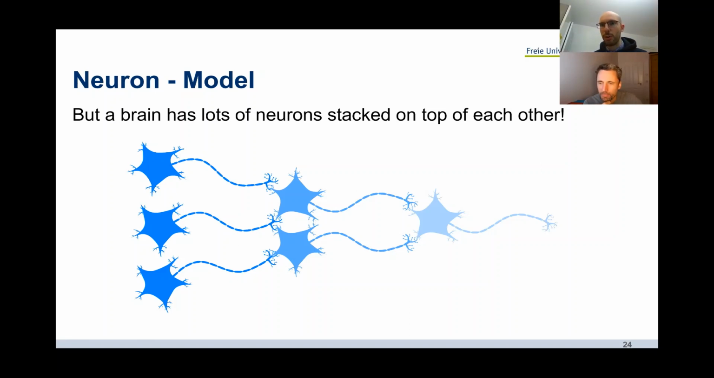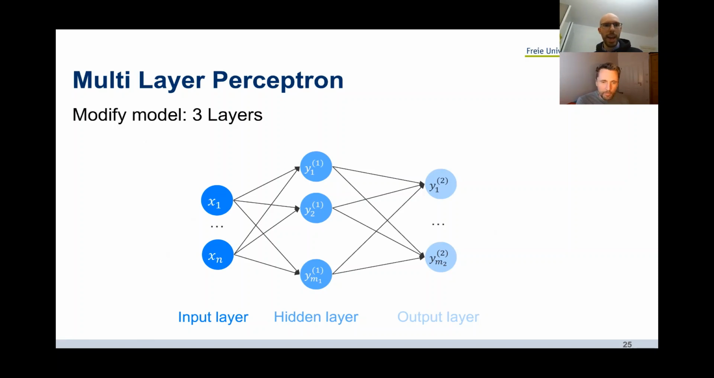So now we want to go in depth, so to speak. What we want to do now is model the architectures that we can also find in the brain, where we don't have just one single neuron, but we have multiple neurons stacked in layers on top of each other. And the question is, how do we translate this into our artificial neural networks? Previously we had just this single thing over here. So we have two layers.